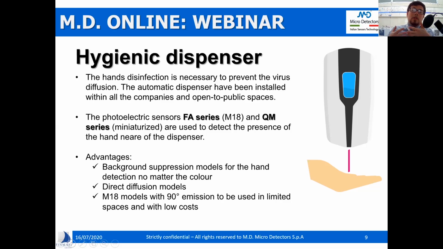And for this particular application, we have installed some photoelectric sensors of FA or QM series. Why photoelectric sensors? Because with these models, we have the possibility of working with background suppression models. With the background suppression models, a sensor is able to catch at the same distance a target, no matter the color of the surface.